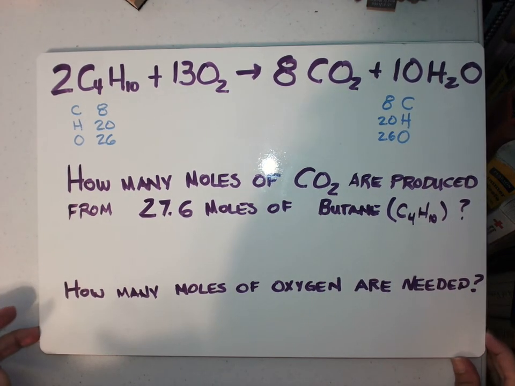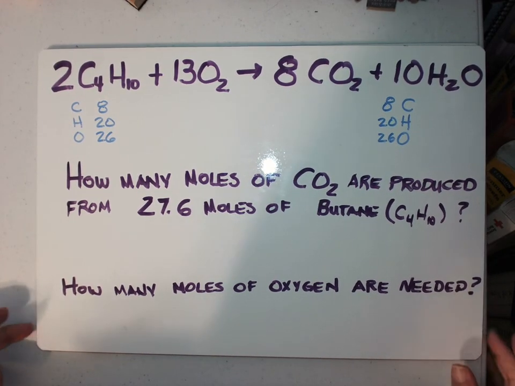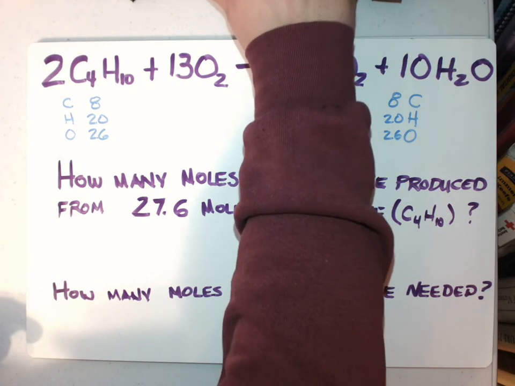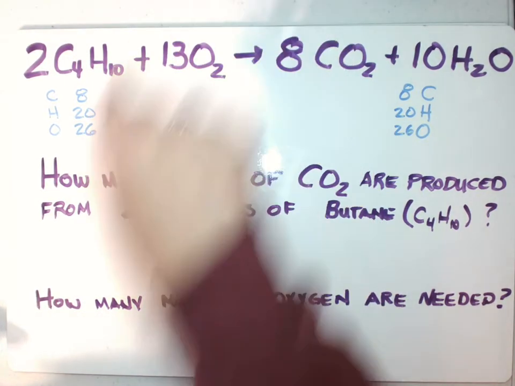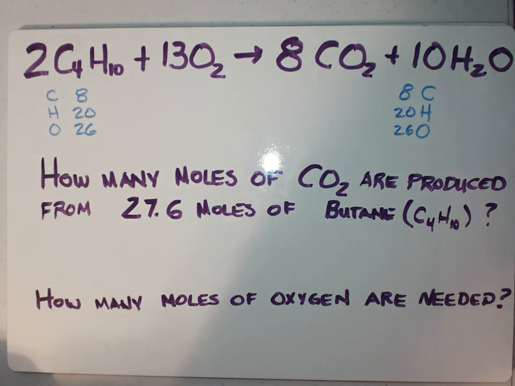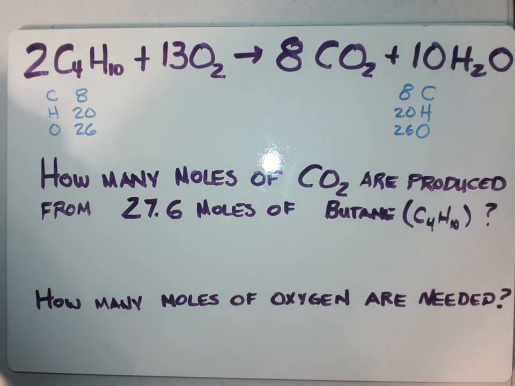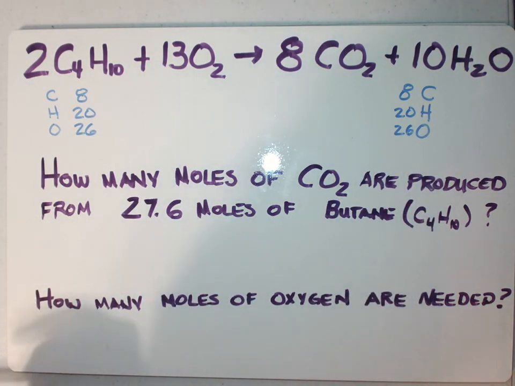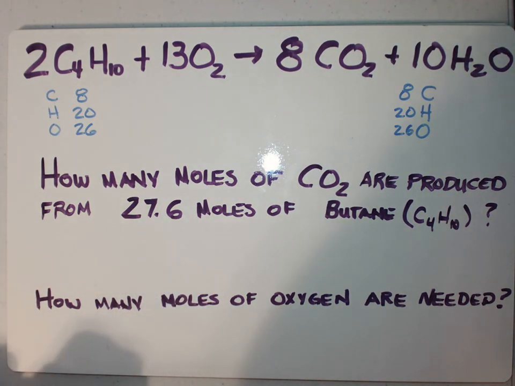So, no more cheeseburgers. And here we have an equation. I'm going to zoom in a little, see if that helps. Okay, so we have butane, which is going to react with oxygen to produce carbon dioxide and water. If you notice, I have balanced the equation up here. You always have to start with a balanced equation. And the question is, how many moles of CO2 are produced from 27.6 moles of butane?